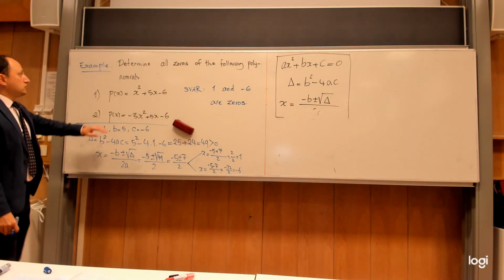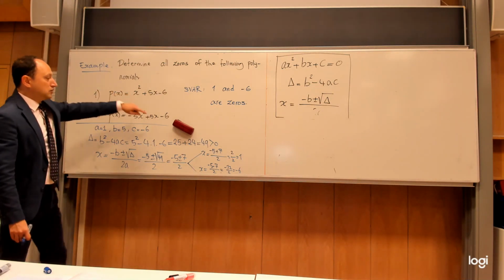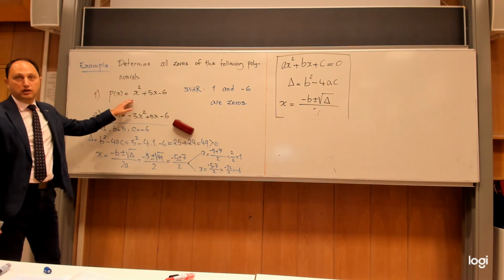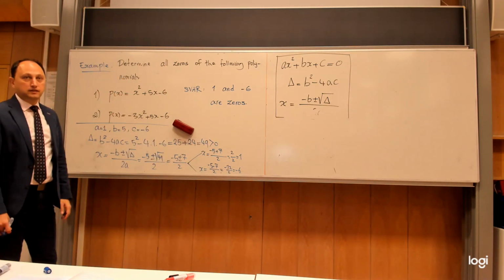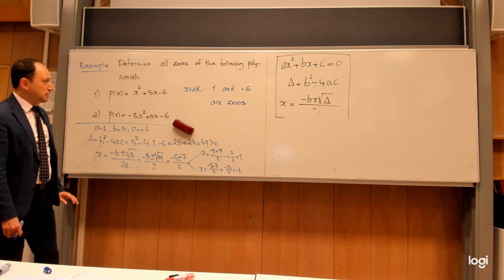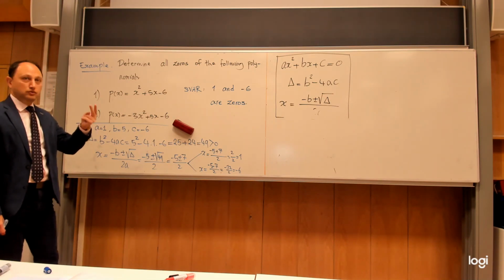But if I ask you to solve this equation, then you write x equals 1, x equals minus 6 are the solutions. Yes? When you say 1 and 6 are zeros, what do you mean? That they are intersections with the y-axis? So you can interpret it at two levels.